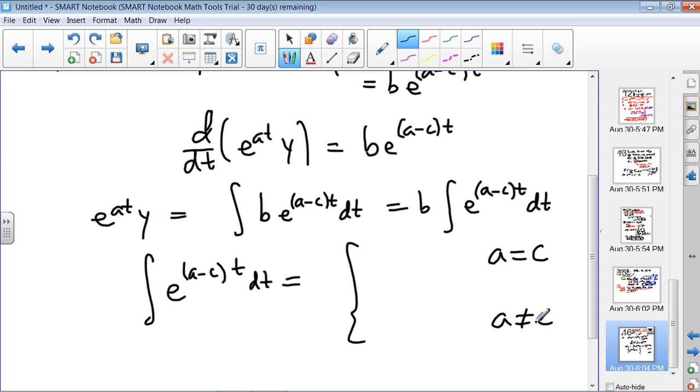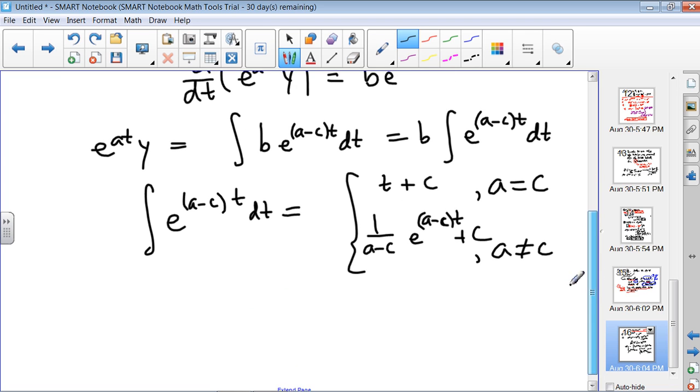So let's do the a equals c part, since that's pretty easy. If a is c, then this is e to the 0 times t. So it's just the integral of 1 dt. That's pretty easy. If a is not equal to c, well, then we have the exponential of some number times t. And that's just a little harder, but we know that that's 1 divided by that number times the exponential again, plus c.